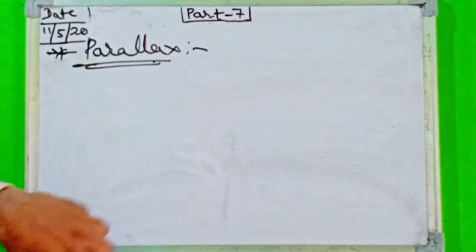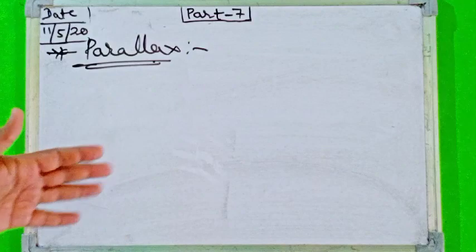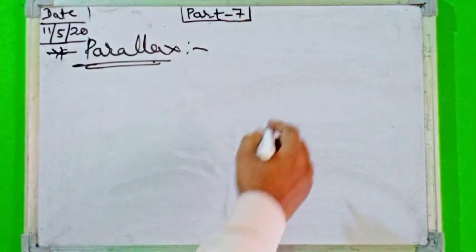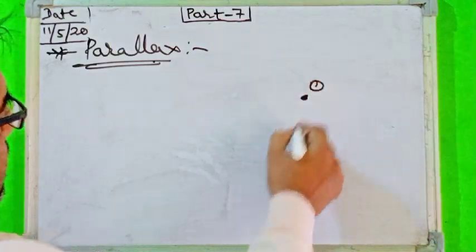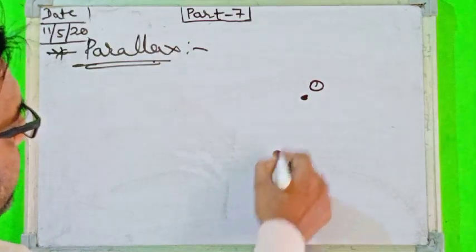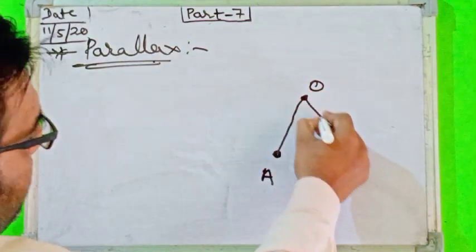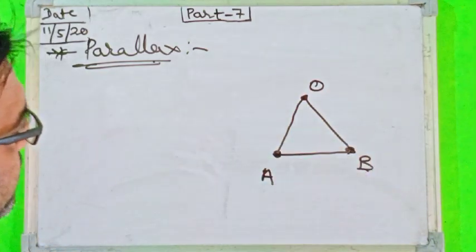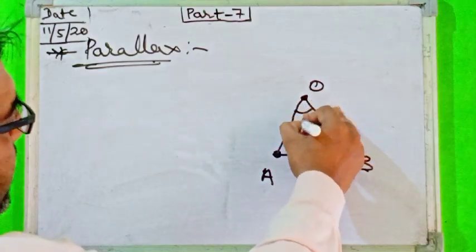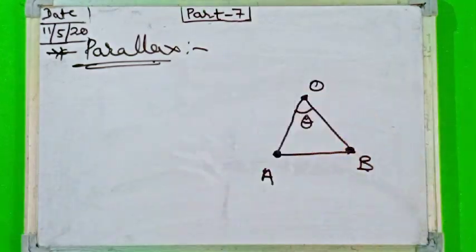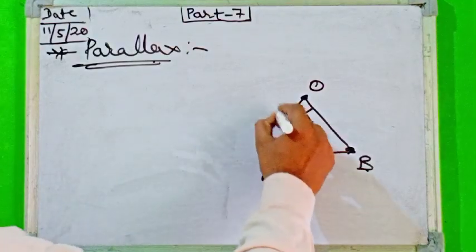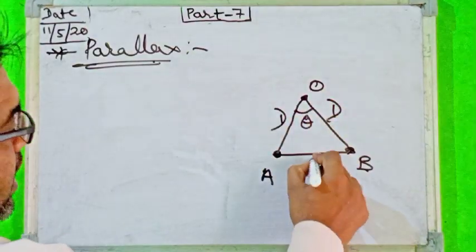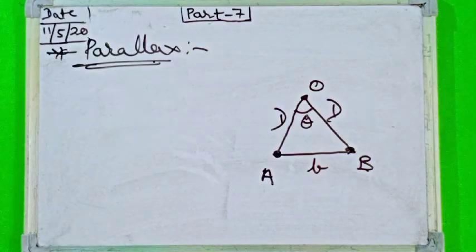That phenomenon is called parallax. Suppose this is the pencil, and from one observatory A you make this line, and from the second observatory B you make this line, and this is the separation between these two observatories. It makes an angle theta, and the distance of point O from both the observatories is D. This is the separation, and this is the distance D.